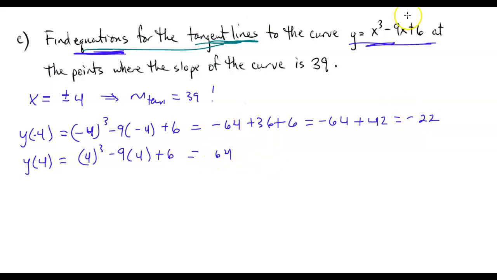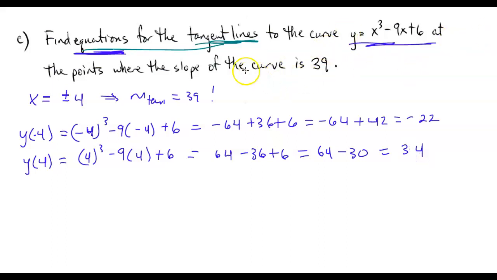And for the second one here, for some reason it's hard to write 4s. So 64 minus 36 plus 6, which is 64 minus 30, which is 34.